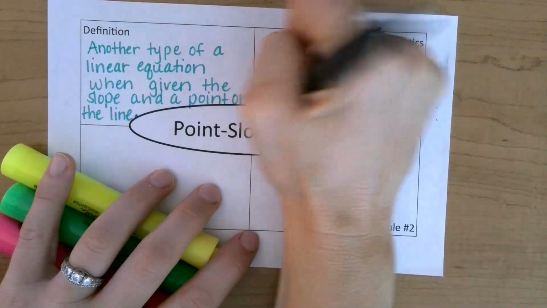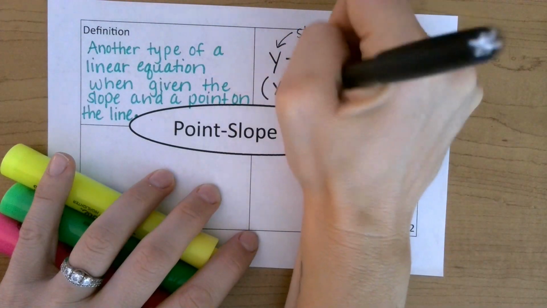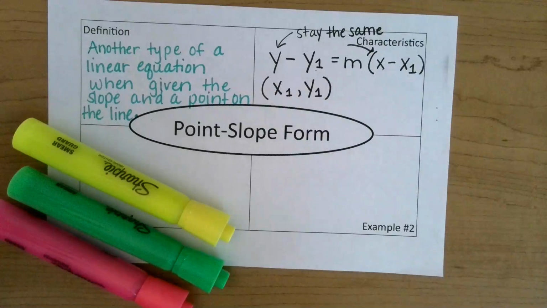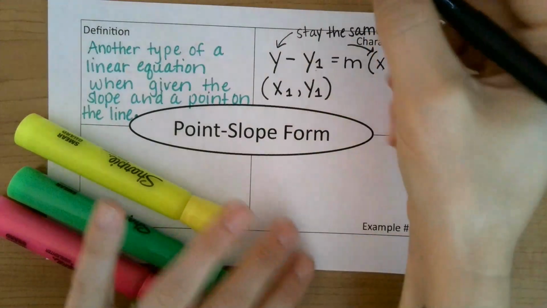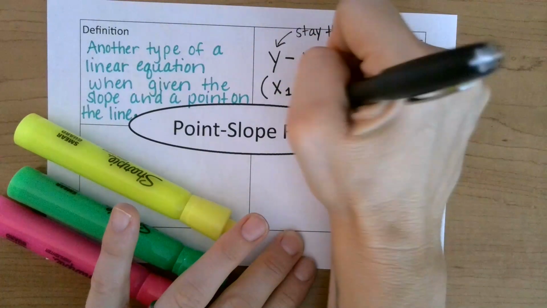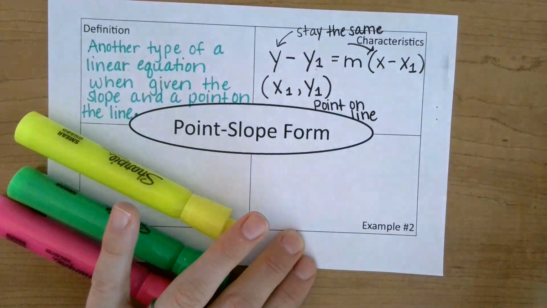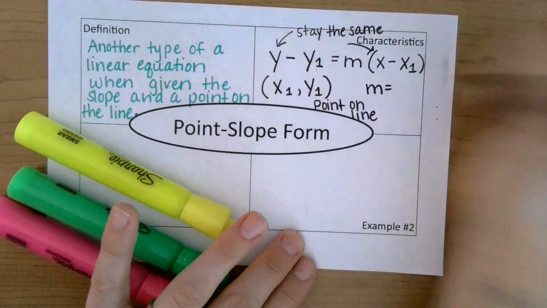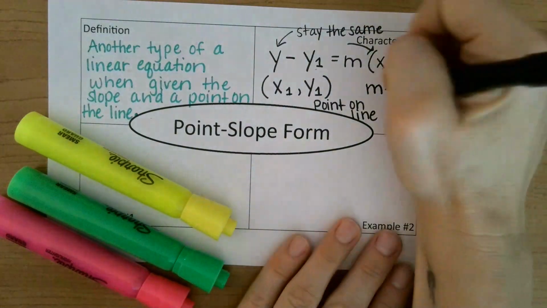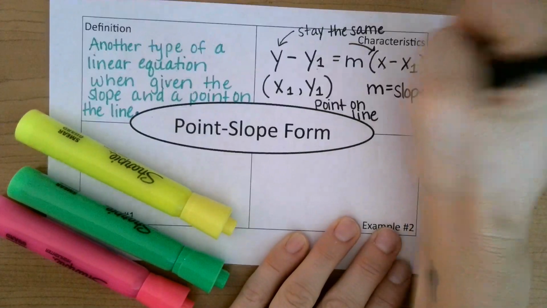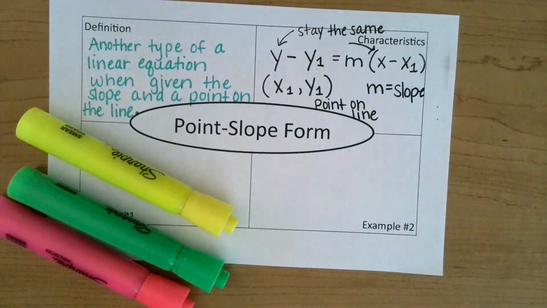x sub 1 and y sub 1, remember, that's the point given on the line, the ordered pair, so that's a point on the line. And then you all know what m represents. What's m? Slope. It helps us write it out when we don't know the y-intercept and we don't know 2 points on the line, we just know 1 point on the line.